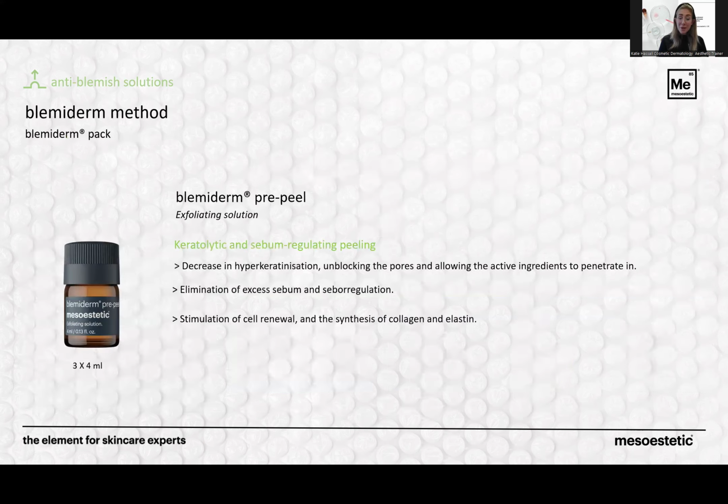So the Blemiderm pre-peel has a keratolytic and sebum regulating kind of action, decreases hyperkeratinization, unblocking the pores and allowing active ingredients to penetrate in. Elimination of excess sebum and I can never say this word, seborrheic. There you go, I said it. Stimulation of cell renewal and synthesis of collagen and elastin. So you get three of these, okay? Because obviously you're going to do three treatments, which is what's in the pack, 2 weeks apart.